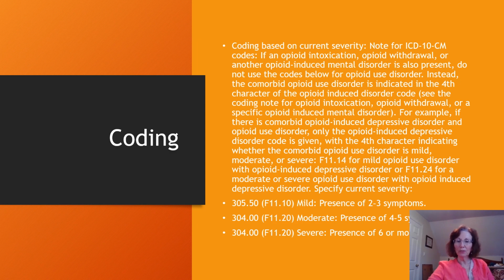304.0 is opioid use disorder moderate, and it's F11.20. It's the presence of 4 to 5 symptoms for opioid use disorder. And 304.0 in the DSM, or F11.20, is severe. It's the presence of 6 or more symptoms of opioid use disorder. And again, if you were writing this, you would put a comma next to that, and then you would put your specifier in, such as in sustained remission and early remission.